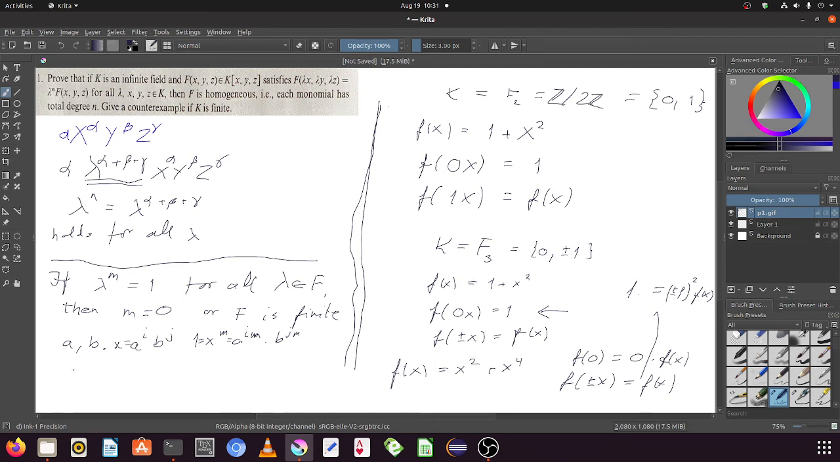How about x equals a plus b? So we use the binomial theorem. Does that give us anything?